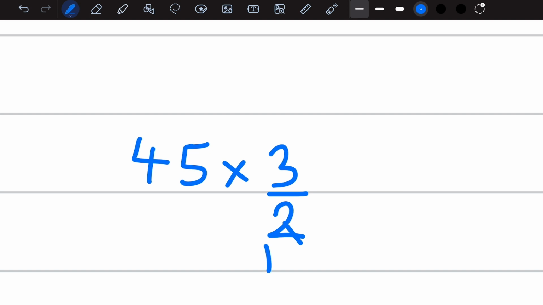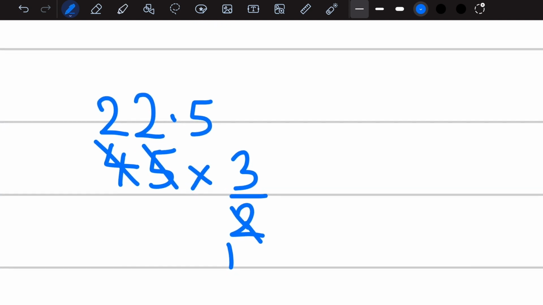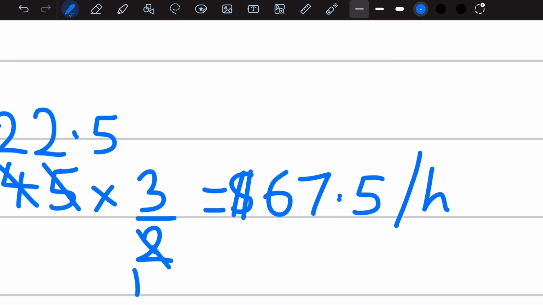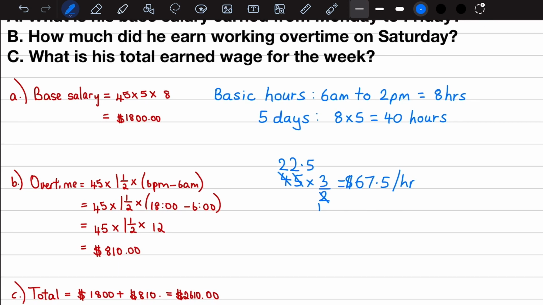2 into 2 is 1. 2 into 4 is 2. 2 into 5 is 2, remainder 1. 1 over 2 is 0.5. Right, and 3 times 22.5 will give us 67.5. So that's $67.5 per hour.